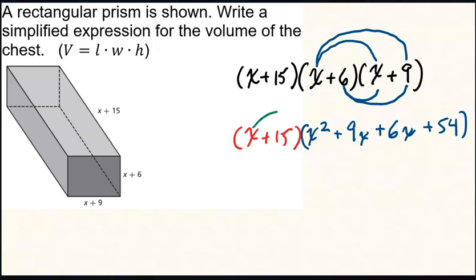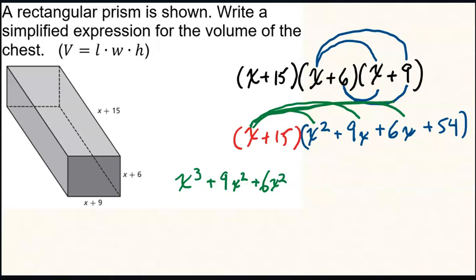Be patient with it. So x times x squared is x to the 3rd. X times 9x is 9x squared. X times 6x is 6x squared. And x times 54 is 54x.